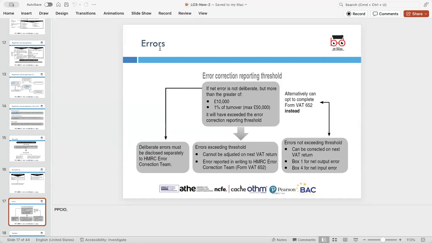In such cases, businesses have the option to either adjust the errors on the next VAT return or complete VAT form 652 to report the error to the HMRC error correction team. Deliberate errors must be disclosed separately to the HMRC error correction team, regardless of whether they exceed the reporting threshold. The error corrections reporting threshold is essential for businesses to comply with VAT regulations and avoid penalties for incorrect reporting.